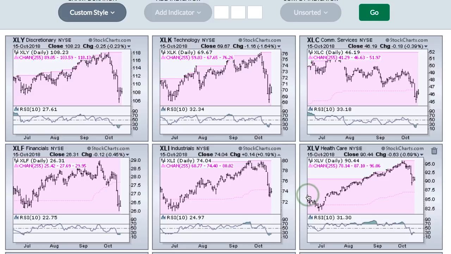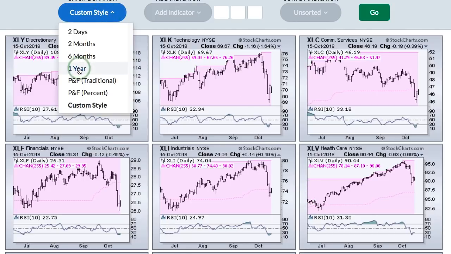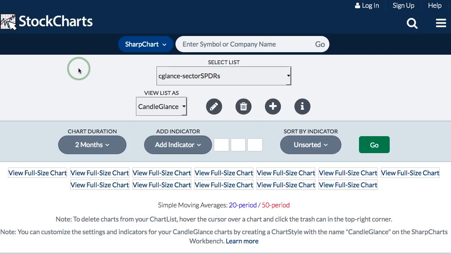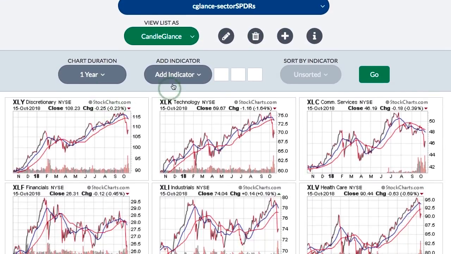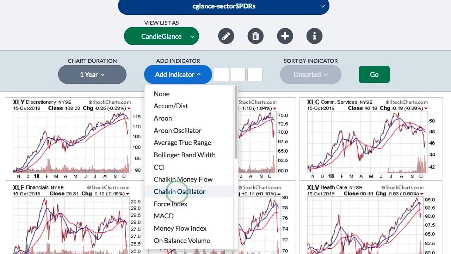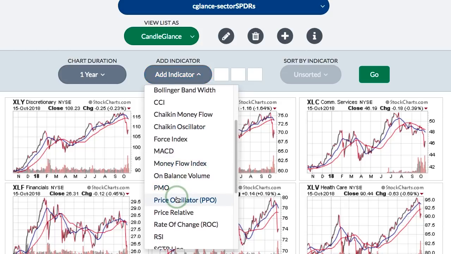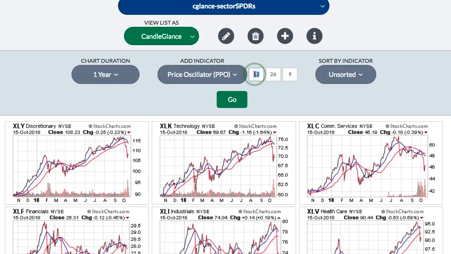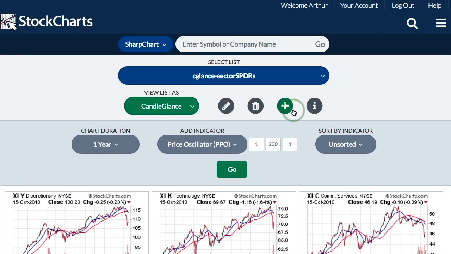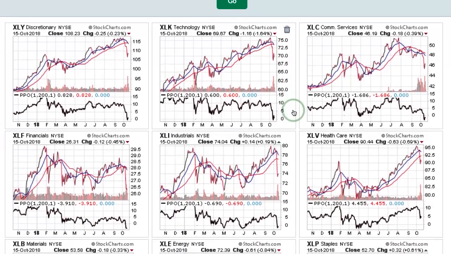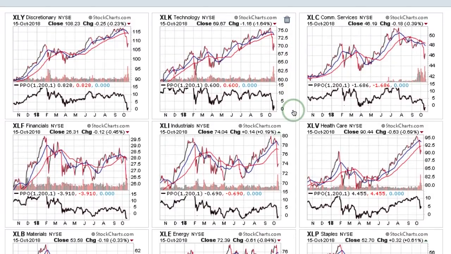This is my custom style, but I'm going to go ahead and change this to 1 year, and then I'm going to add an indicator. All right, and I'm going to add the PPO, the percentage price oscillator. And for the short moving average, I'm going to put 1. For the long, I'm going to put 200. And for the signal line, which I don't really care about, I'll just put 1. And I'm going to click go. And that is going to show all of these charts with the PPO 1, 200, 1.